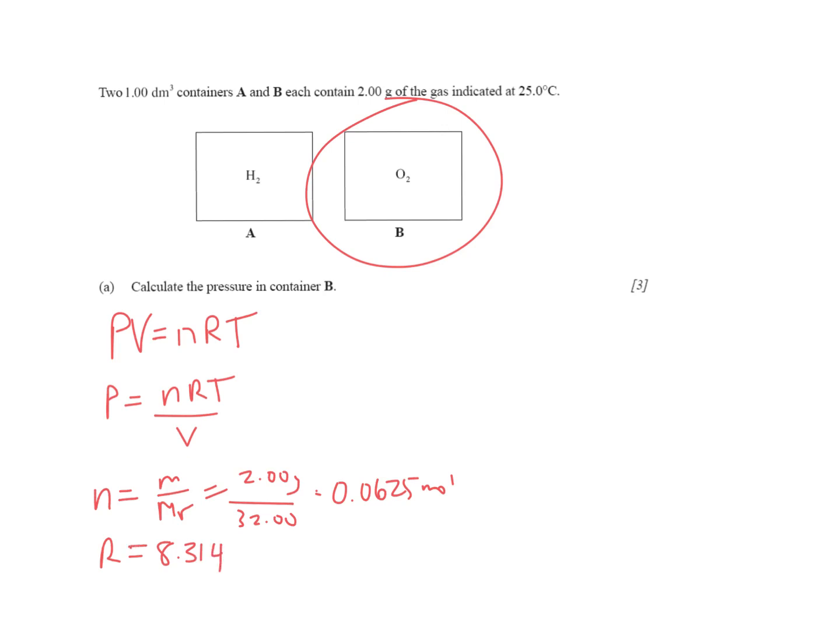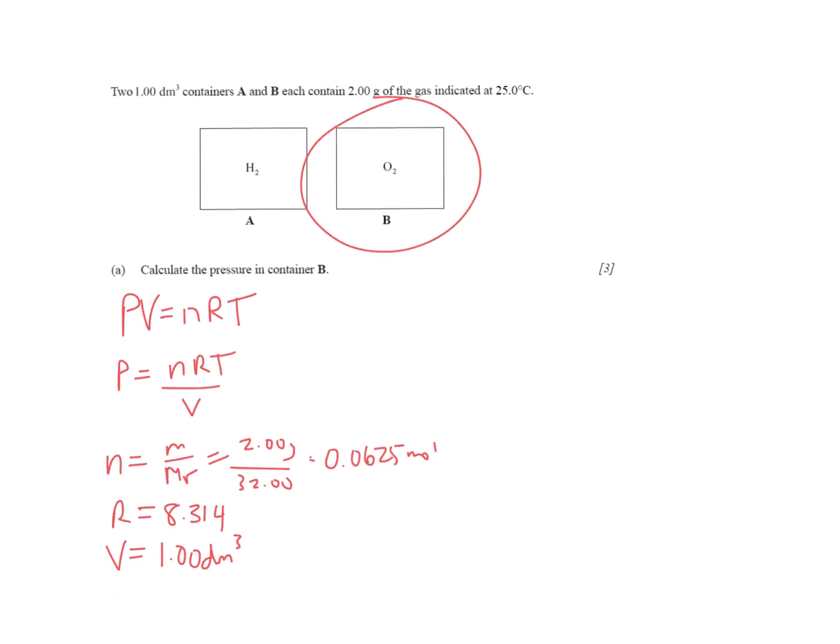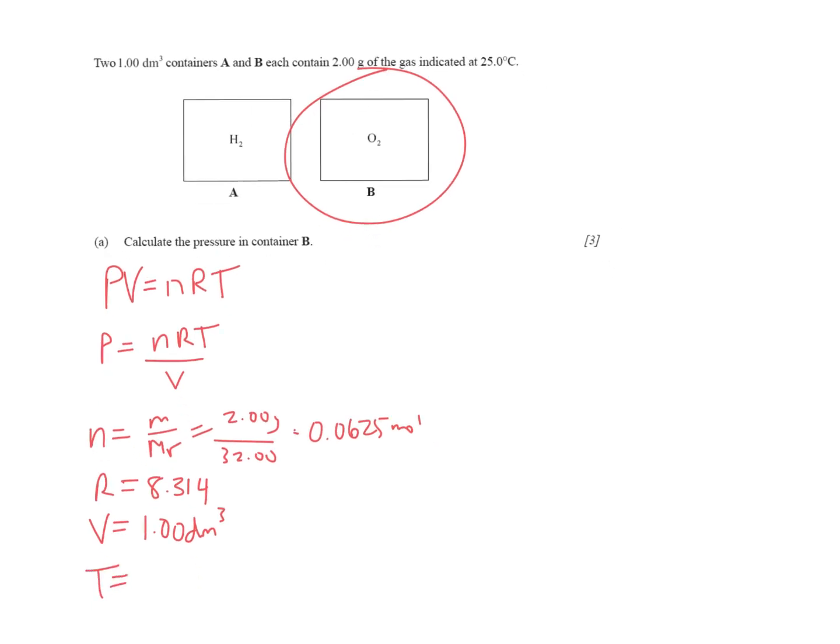R is the gas constant, 8.314. We'll use that gas constant if our units of pressure are kPa and our units of volume are cubic decimeters. So let's make sure all the other units line up. Our volume is 1 cubic decimeter. Love it, straightforward. And then temperature. The last thing you have to deal with here is to convert the temperature into Kelvin. Remember? You add 273 to 25 to get it to Kelvin. So that's 298 Kelvin.